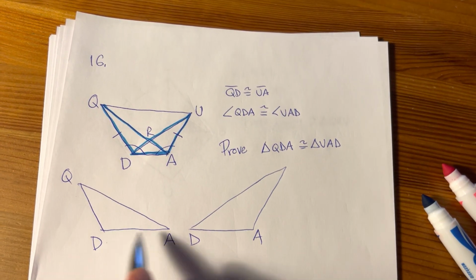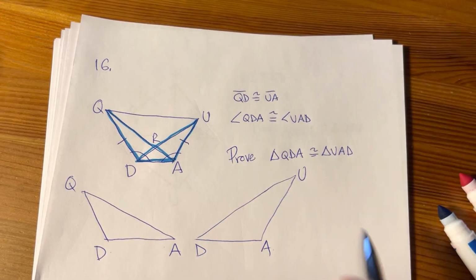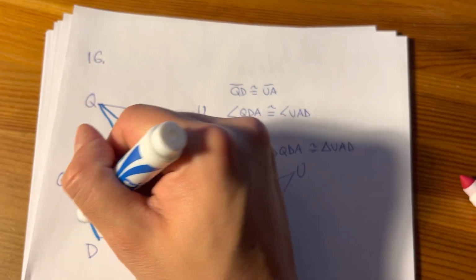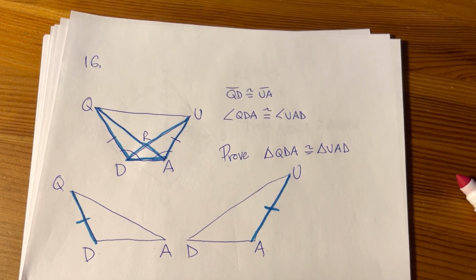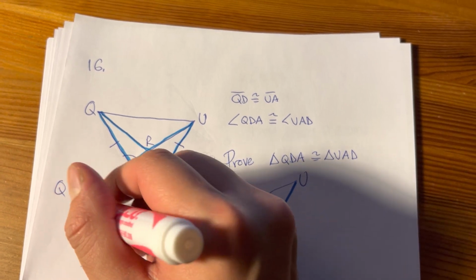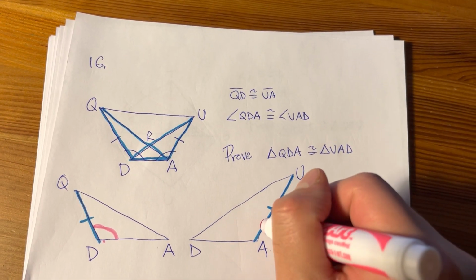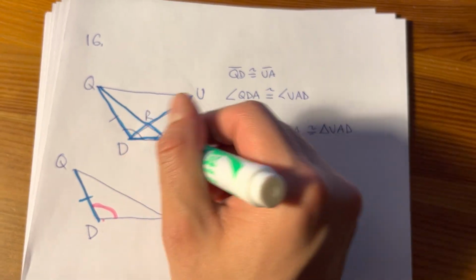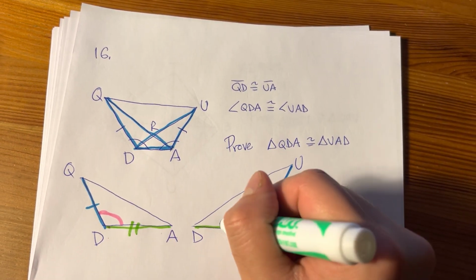Right away we see that DA and DA are overlapping sides, so they're going to be congruent. Now let's see what we know. We know QD is congruent to UA. And we know that angle QDA, this angle right here, is congruent to angle UAD. That angle right there. And as mentioned before, I know that DA equals DA. They're a pair of overlapping sides.